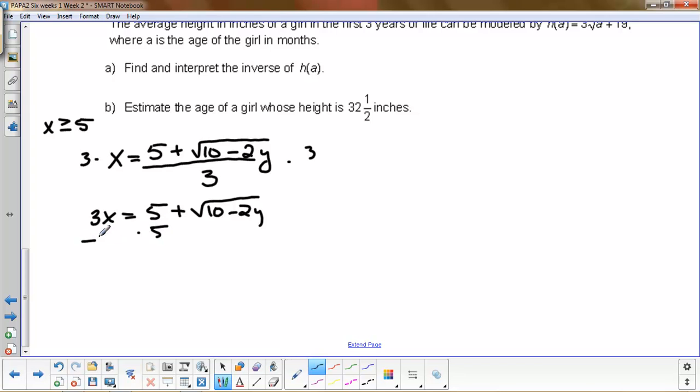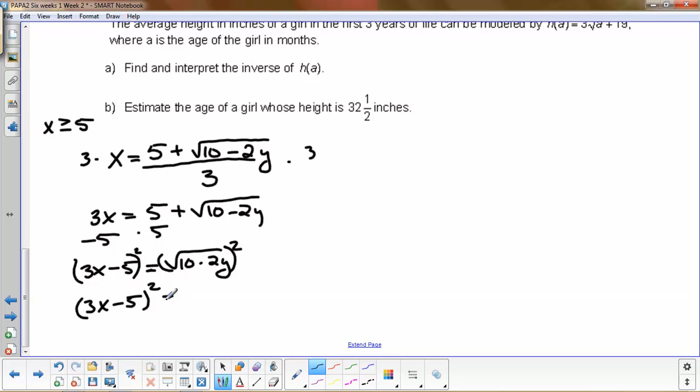Subtract 5 to both sides. 3x minus 5 equals the root of 10 minus 2y. Square both sides. 3x minus 5 squared equals 10 minus 2y. Subtract 10 to both sides. 3x minus 5 squared minus 10 equals negative 2y.